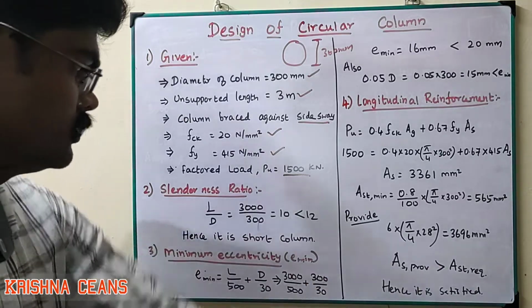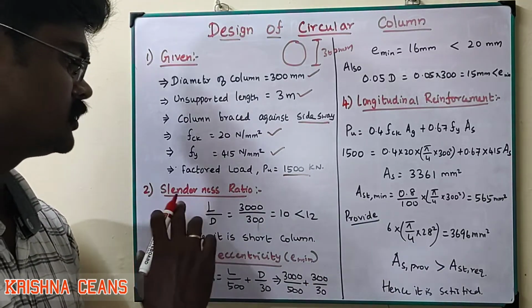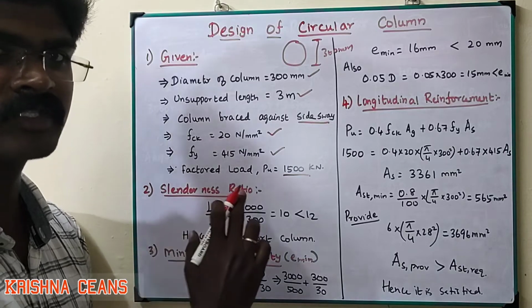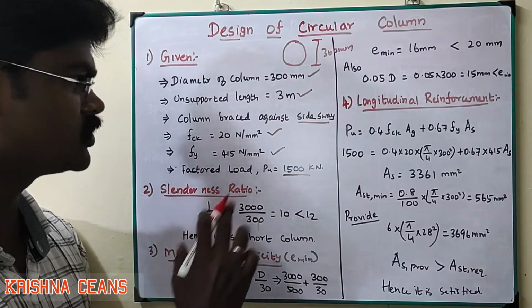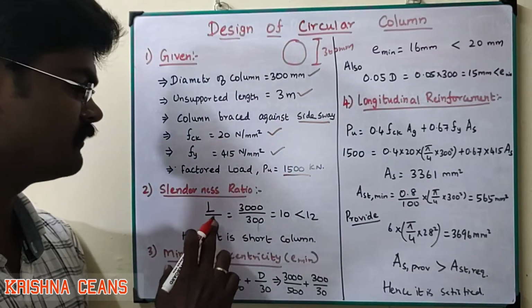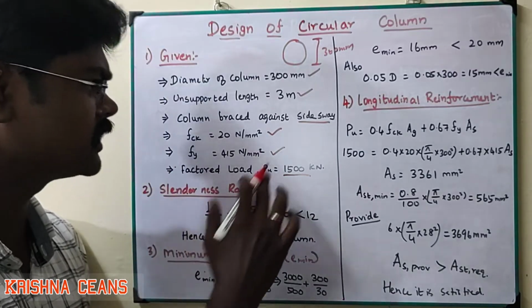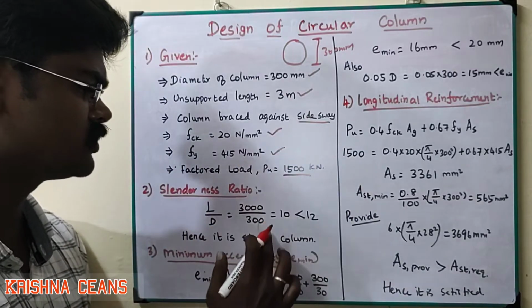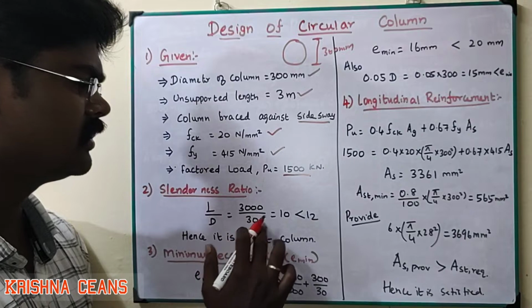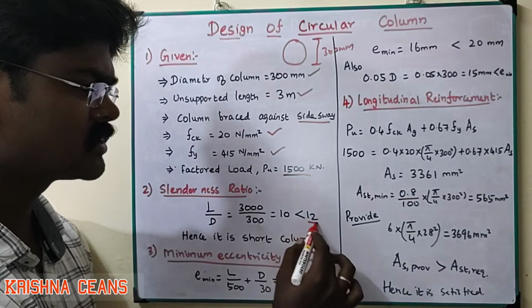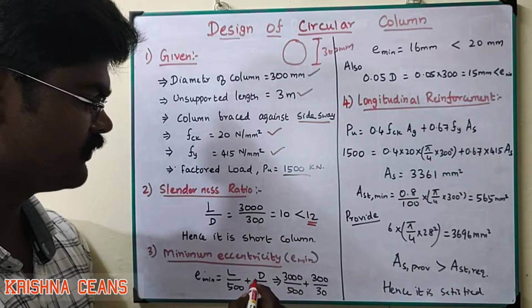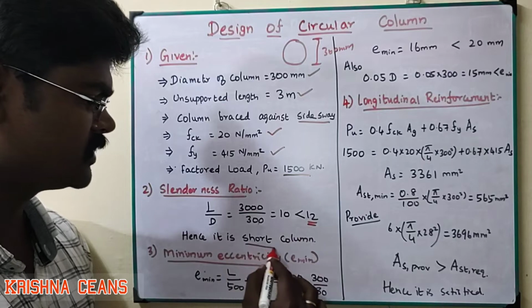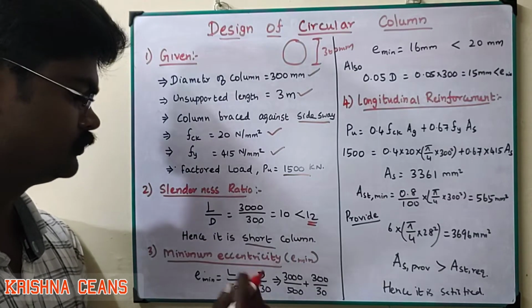Let's go to step number 2, slenderness ratio. So L by D ratio, since it is a circular column, we consider the diameter. L is 3 meters, so 3000 divided by D, which is 300, gives 10, so it is less than 12. If it is less than 12, we consider it a short column.